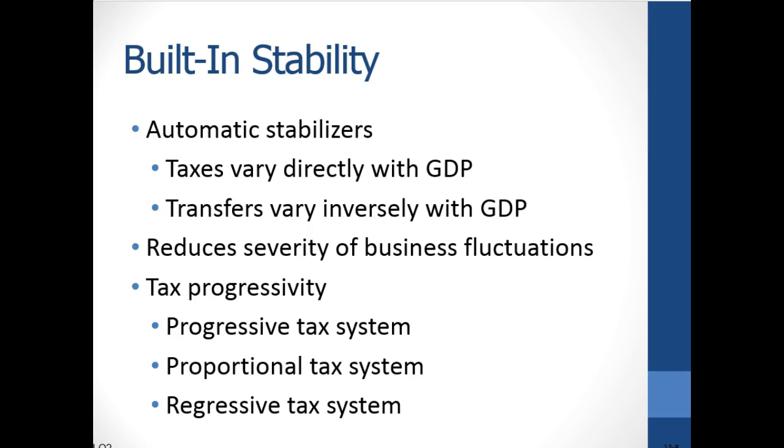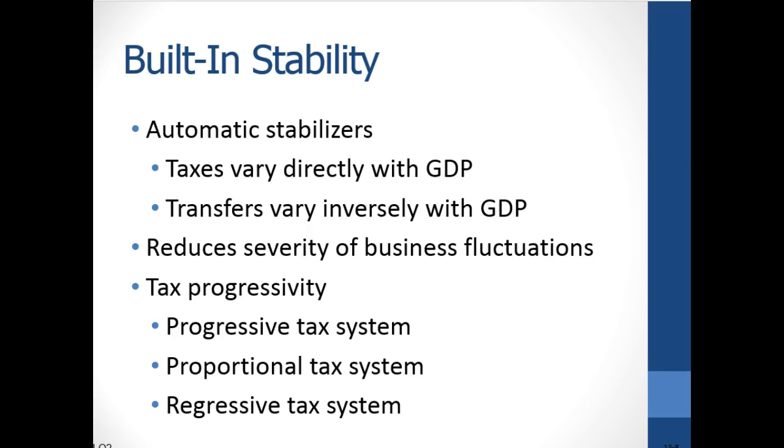Tax revenues vary directly with GDP, right? Income, sales, excise, and payroll taxes all increase when the economy is expanding and all decrease when the economy is contracting. And again, with transfer payments, the size of automatic stability depends on the responsiveness of changes in taxes to changes in GDP.